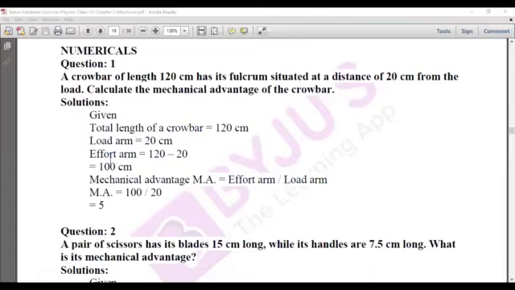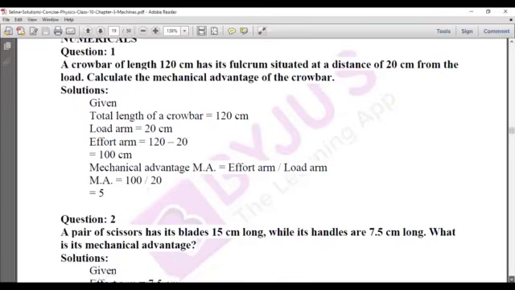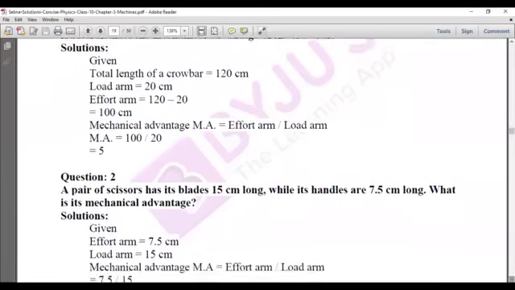Therefore the effort arm will be 120 minus, that is total length minus load arm, that is 100 centimeter. So the mechanical advantage is effort arm divided by load arm. So what is your effort arm? 100 centimeter divided by 20 centimeter. Your answer is 5. Okay. As we know, mechanical advantage is a pure ratio and it doesn't have any unit.